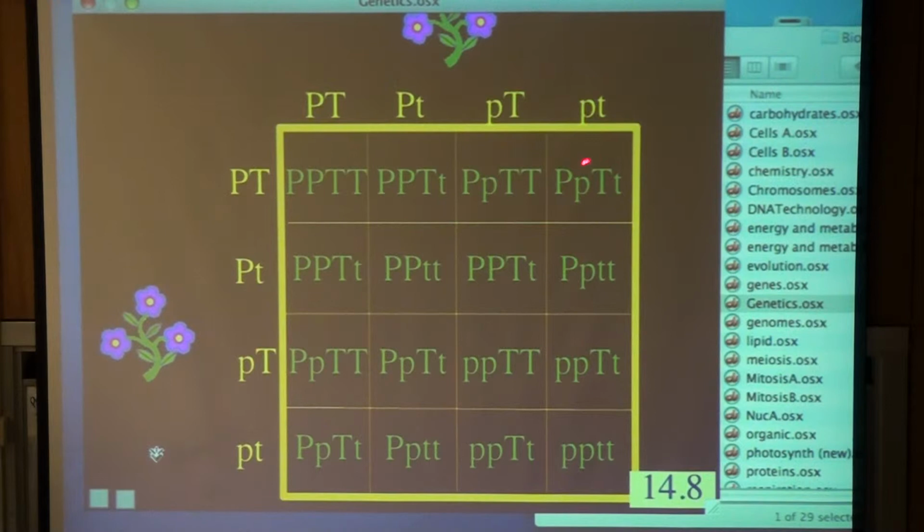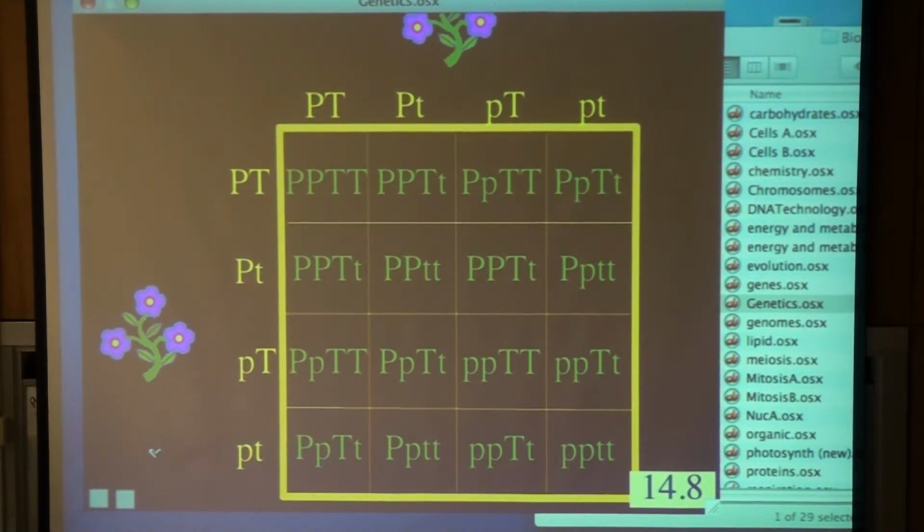What color is this plant going to be? Is it going to be short or tall? So purple tall. What's this one going to be? Purple tall in this one. Purple tall in this one. Purple tall in this one. Purple tall, purple tall, purple tall, purple tall. What's this one going to be? Purple short, good. And what's this one going to be? White short, good. And this one's going to be white tall, good.